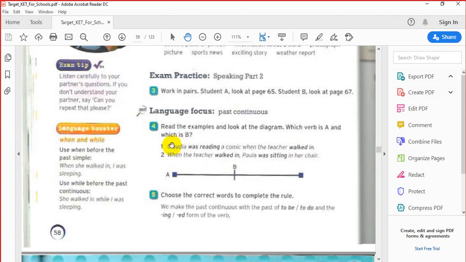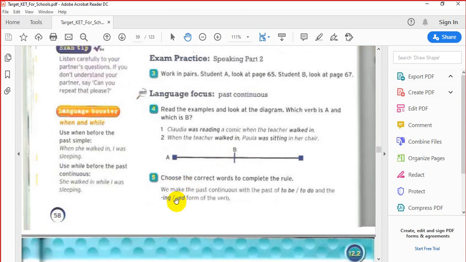Good. Next, number 2. When the teacher walked in, Paula was sitting in her chair. So try to analyze the situation. Which one comes first? The verb A is was sitting. And verb B? Verb B is walked. Correct. Good job. Now next.